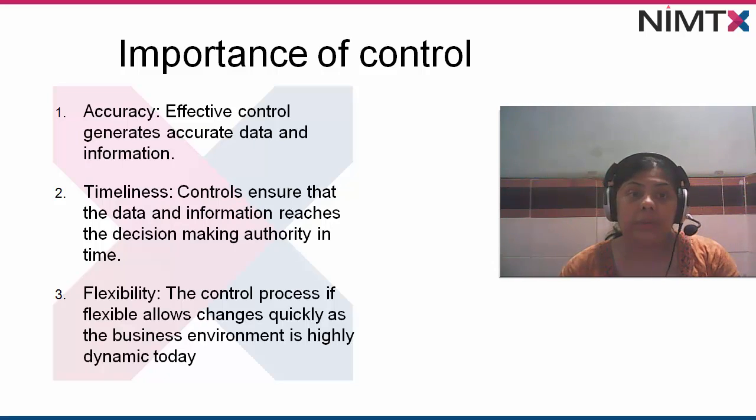Because it can give accurate data. Effective control generates accurate data and information. Timeliness: controls ensure that the data and information reach the decision-making authority in time.